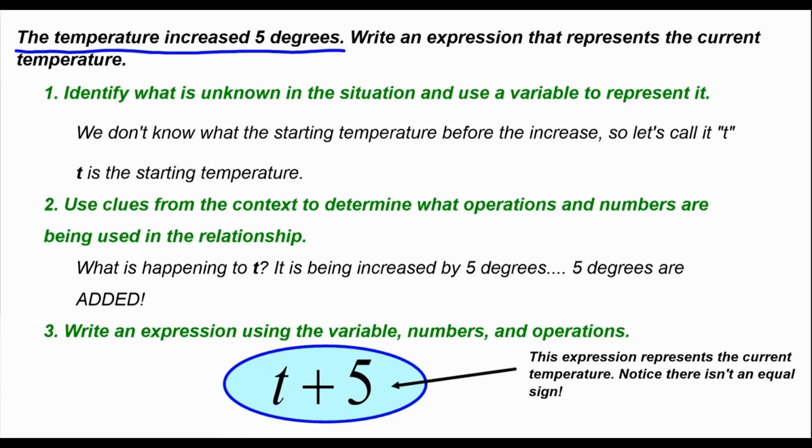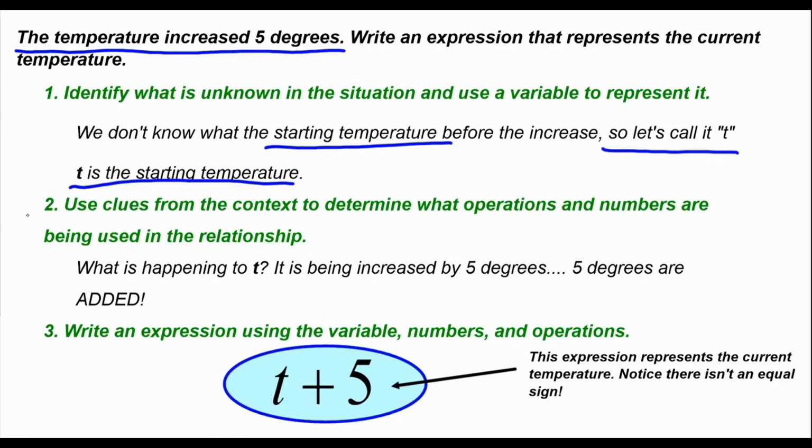So the first thing we want to do is identify what is unknown in this situation and use a variable to represent it. We don't know what the starting temperature was before the increase, so we're going to call it T. T is the starting temperature. It really doesn't matter what letter you use as long as you define it and say T represents this. So T in this situation is going to represent the starting temperature.